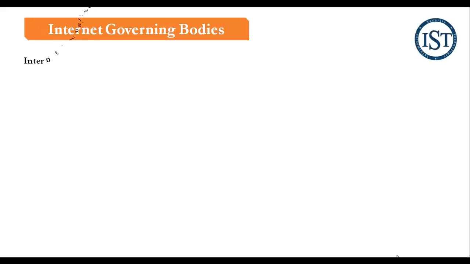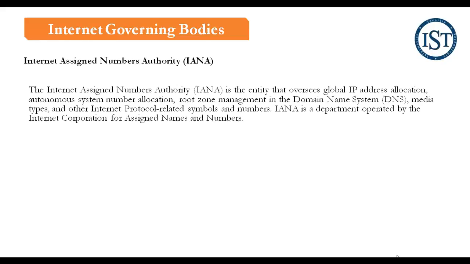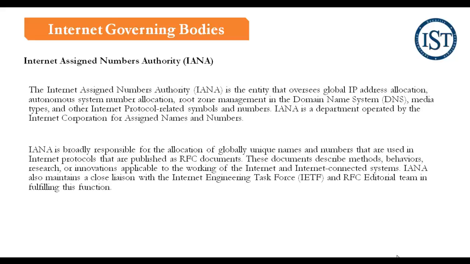And the next one is IANA, which stands for Internet Assigned Numbers Authority. This IANA is the entity that oversees global IP address allocation, autonomous system number allocation, root zone management in the domain name system, media types, and other Internet protocol related symbols and numbers. And this IANA is broadly responsible for the allocation of globally unique names and numbers that are used in Internet protocols that are published as RFC documents.